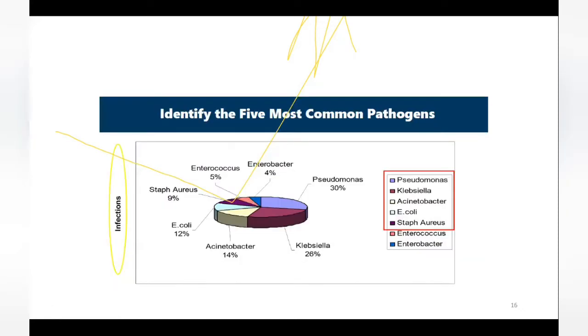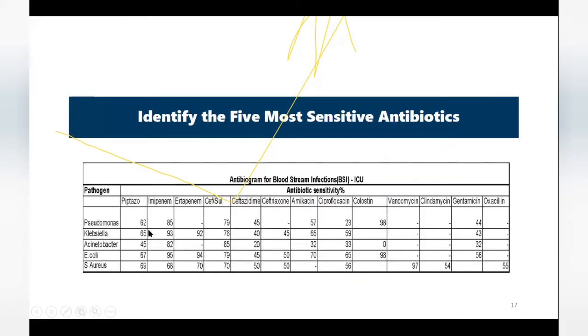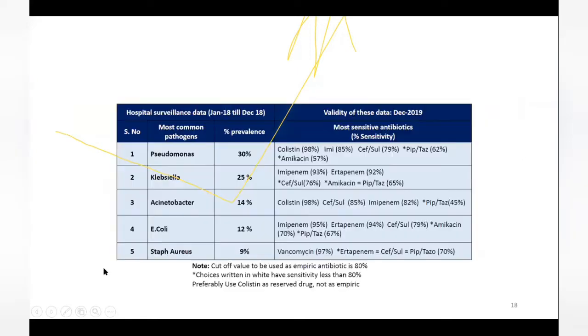Identify the 5 most common pathogens. The 5 most common pathogens can be Pseudomonas, Klebsiella, Acinetobacter, E. coli, Staph. Then the next step is to find out the susceptibility, the highest susceptibility to lowest susceptibility, the 5 most sensitive antibiotics against each of these 5 isolated organisms. Say for Pseudomonas, piperacillin-tazobactam, imipenem, ertapenem, cephalosporin, sulbactam. Similarly for Klebsiella, piperacillin-tazobactam, imipenem. So the 5 commonest susceptible antibiotics should be plotted against the 5 commonest organisms to prepare an antibiogram.